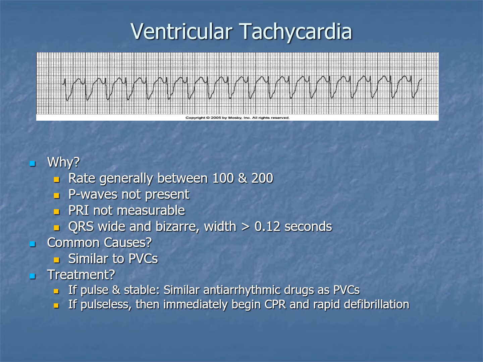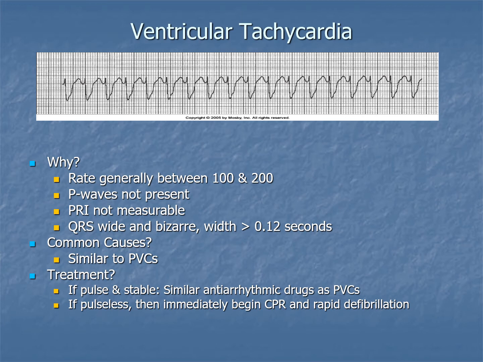So now we're getting even more severe. Ventricular tachycardia, and some say that ventricular tachycardia is roughly the equivalent of continuous PVCs. So you can kind of see what you're looking at here. The rate is generally between 100 and 200. P waves are not present, therefore the PR interval is not measurable. The QRS is wide and bizarre. Width is generally greater than 0.12 seconds. Common causes are similar to PVCs for the reason that I mentioned a moment ago.